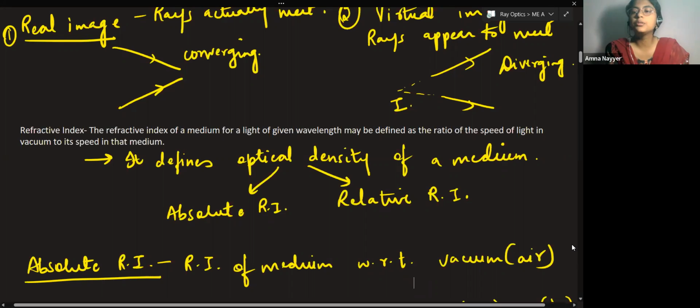Now I will show you. Look at the definitions of it. Yes, it's on the screen. The refractive index of a medium for light of a given wavelength may be defined as the ratio of the speed of light in vacuum to its speed in that medium. It defines the optical density of a medium and it is divided into two types. Either it can be absolute refractive index or it can be relative refractive index.